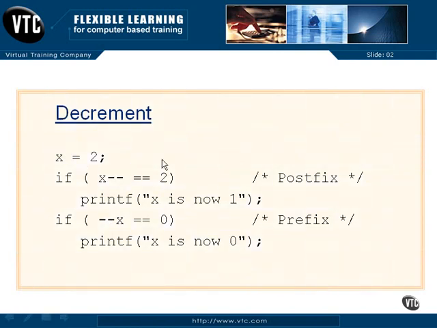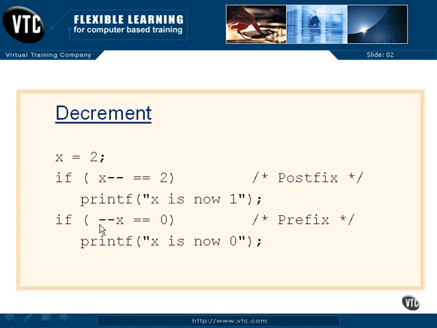Decrement works just the same way. Here we're going to set up and say that x is equal to 2, and if x minus minus decrement is equal to 2, that's our postfix, and that will be the case because we will do the comparison first because we have the postfix decrement. We'll do our comparison. x is in fact 2. We'll come down here and we'll say that x is now equal to 1, because we have decremented x at that point, so it has gone down to 1.